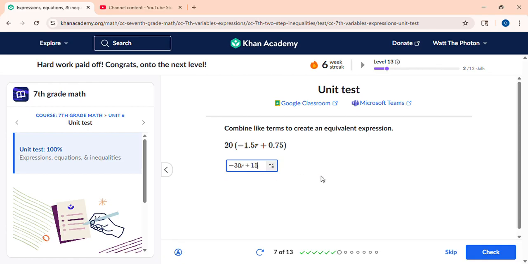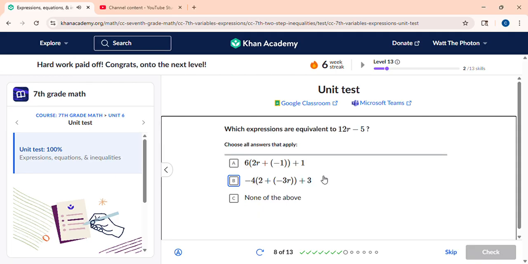Let's double check this. We're a little over halfway through. Once this question is over, just making sure. Negative 20R plus 15. There we go.